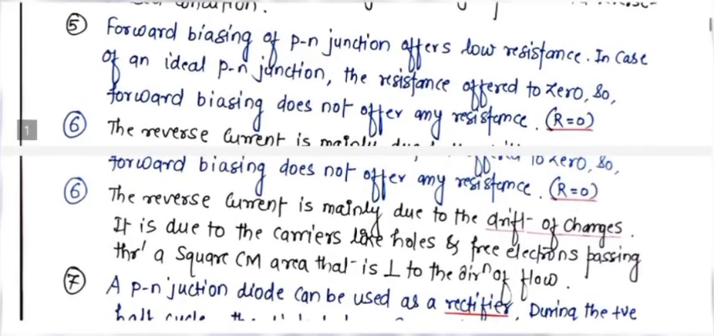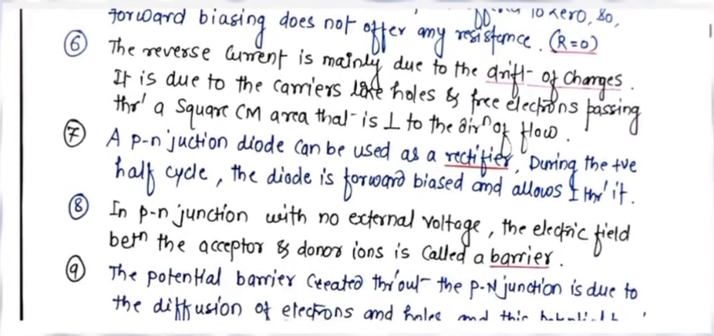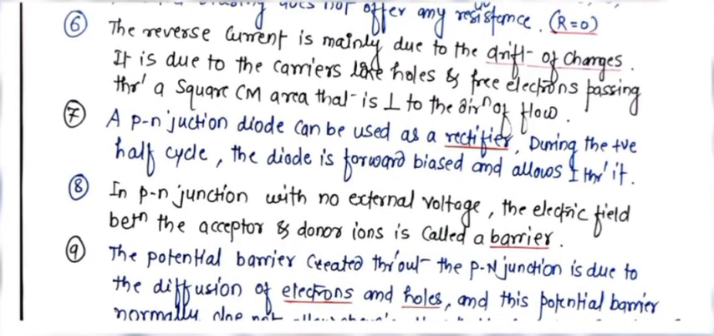The reverse current is mainly due to the drift of charges. It is due to the carriers like holes and free electrons passing through a centimeter square area that is perpendicular to the direction of flow.